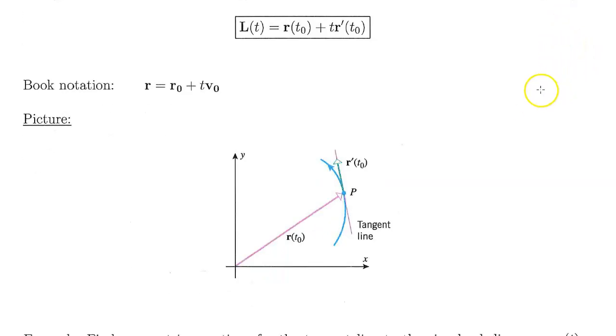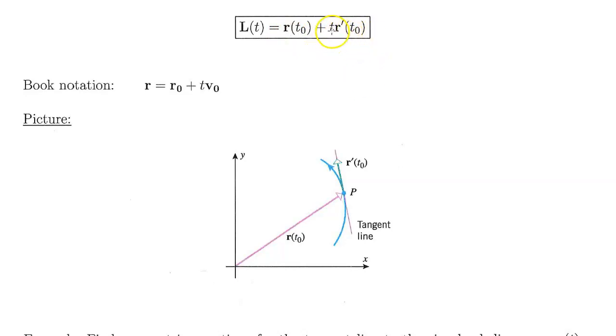Well, let's look at this picture here. And this is my notation. This is the book notation. Let's forget the book notation for a second. So I'm going to use L of t for this tangent line. So here's our vector valued function, this curve being traced out this way. If this is r of t naught, r prime of t naught will be this vector here, facing this direction. So what's an equation for this tangent line? Well, we're going to call the tangent line L of t. And L of t is going to be r of t naught plus t times r prime of t naught.